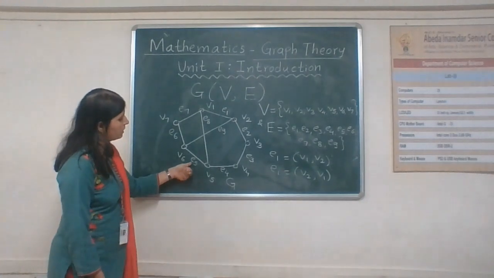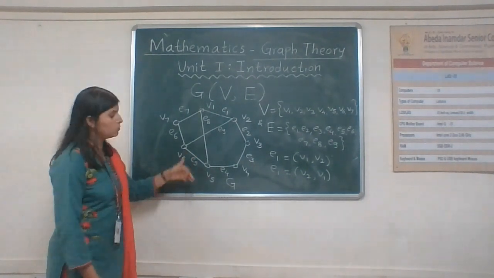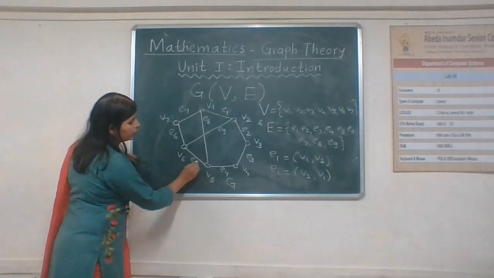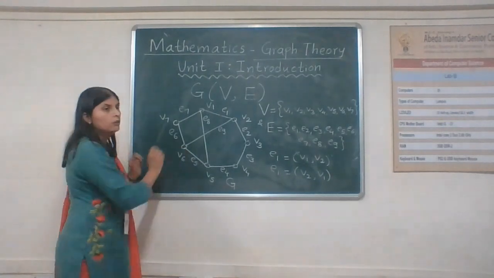See one more part. Here if you observe E5, E5 connects V5 and V6. So V5 and V6 are adjacent vertices, and E5 is incident on V5, E5 is incident on V6.